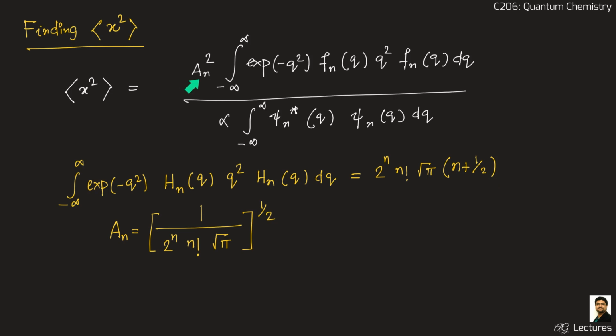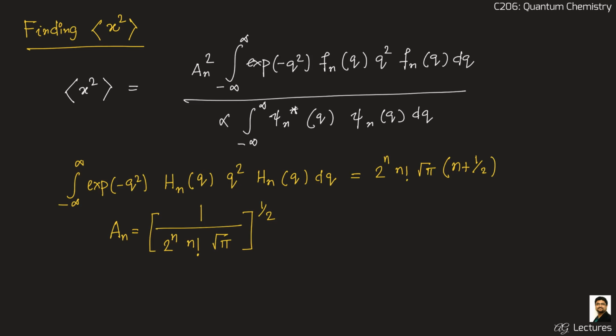Now we know that an, the normalization constant for the psi n, is given by this factor. So if we just use a square of it, then this square root will go away. It is just going to be 1 over this whole factor to the power n factorial n root pi. And when we plug that in here, this same factor is here as well, coming from this integral. So this whole thing is just going to be n plus half on top and an alpha at the bottom.